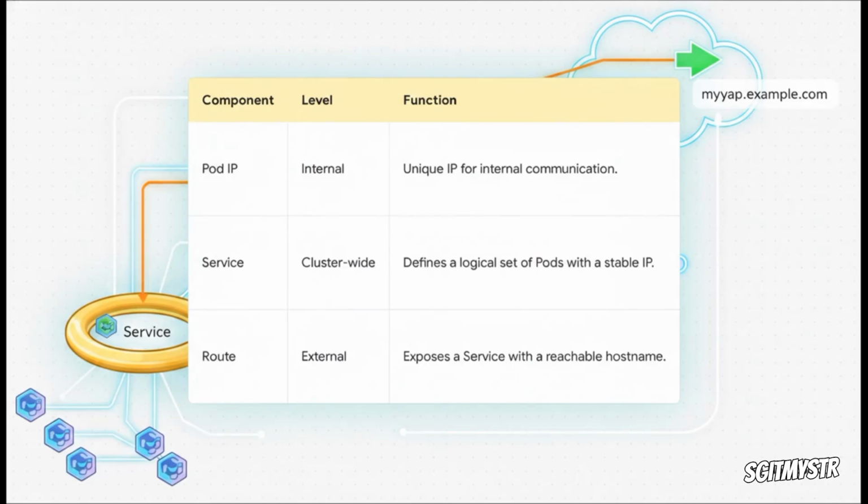At the very bottom, you've got the pod IP. That's just for internal chatter between pods. Now, the next layer up is the service, and this is a total game changer. Think of a service as a stable internal load balancer. It gives you a single, unchanging IP address for a whole group of pods that might be constantly changing. Traffic goes to the service, and the service is smart enough to forward it to a healthy pod. And finally, for traffic from the outside world, you have a route, which gives your service a public name, like myapp.example.com.